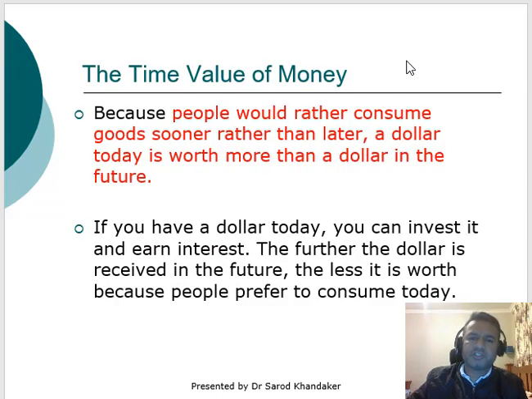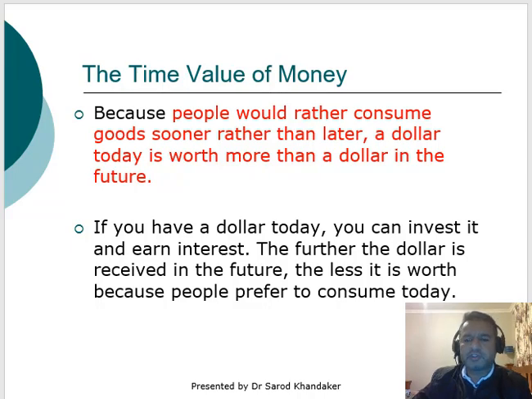Now, before going to the lecture, I would like to discuss a few important issues. First, the time value of money. When we look at the bond price calculation or the bond market, we need to understand the time value of money. People would prefer to consume today rather than later. A dollar today is worth more than a dollar in the future.